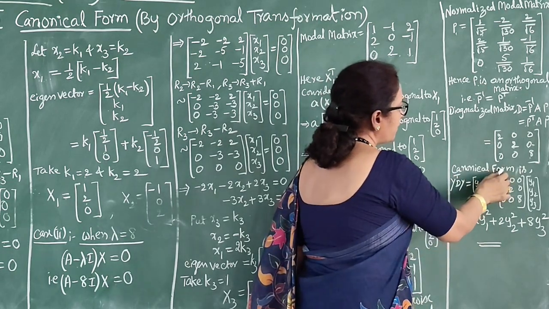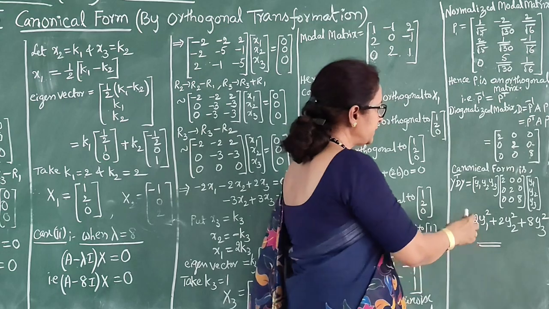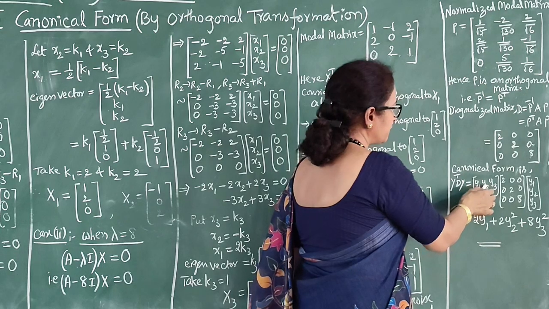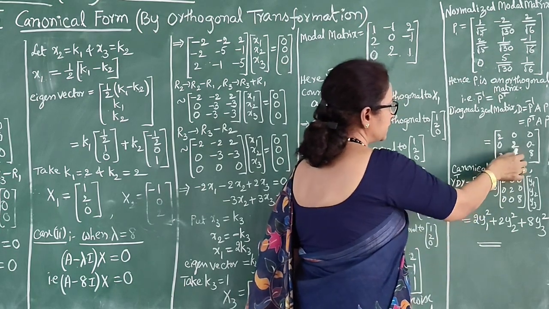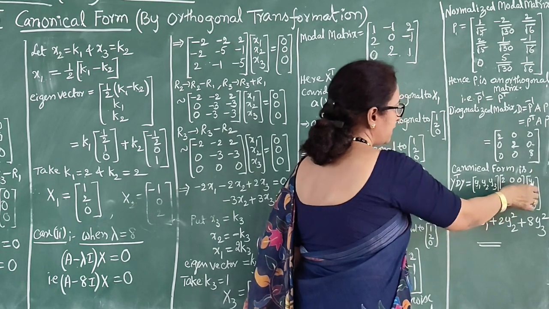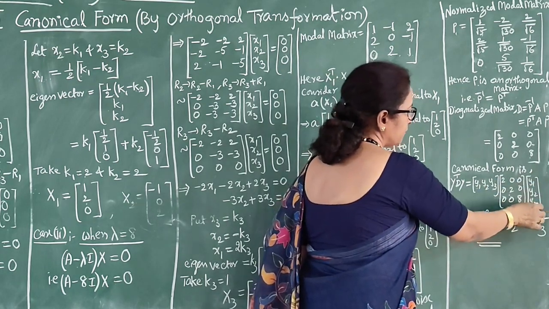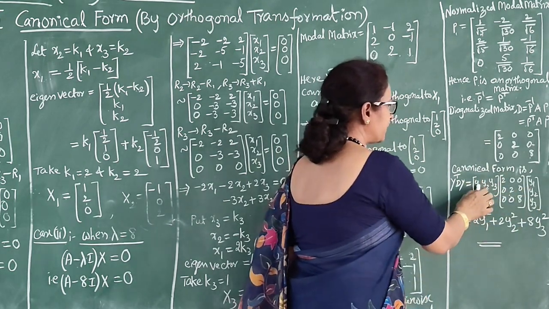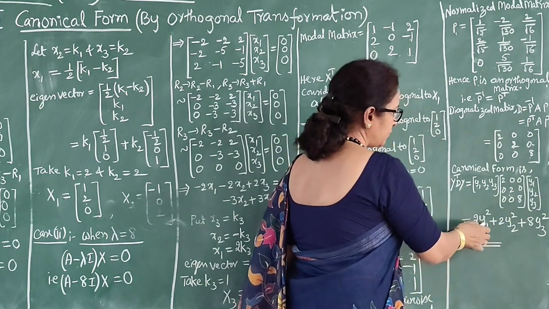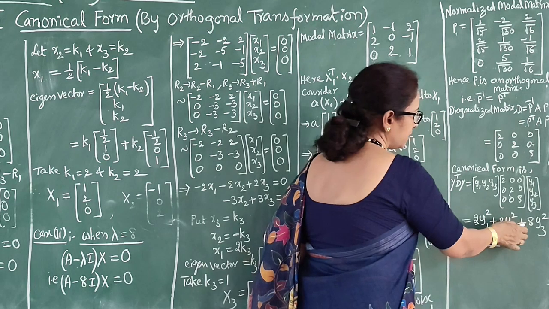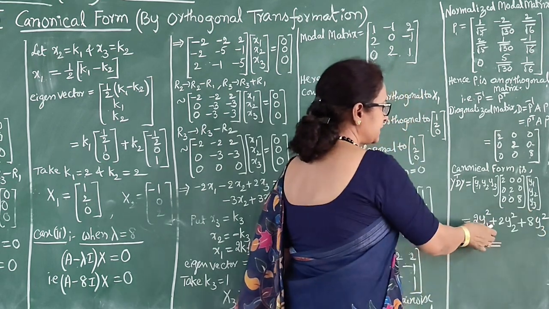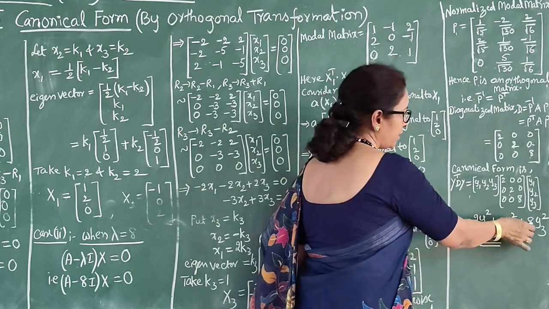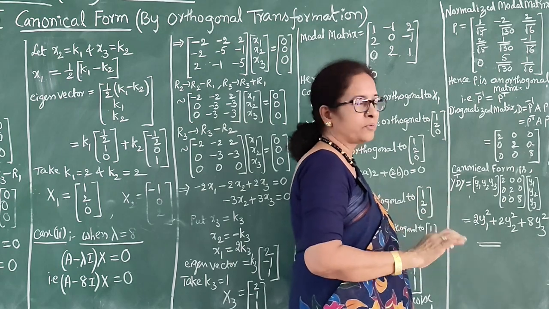So the canonical form formula is y transpose Dy. Here y transpose is y1, y2, y3, D is this diagonal matrix, and y is the column vector y1, y2, y3. If you multiply these three things, you will get 2y1 square plus 2y2 square plus 8y3 square. This is the canonical form, or sum of squares, of the given quadratic form.